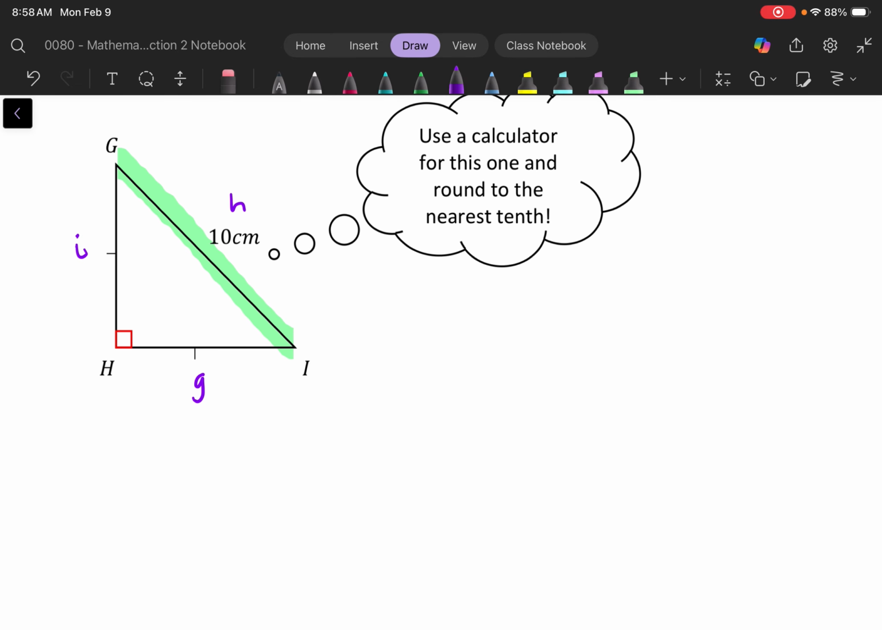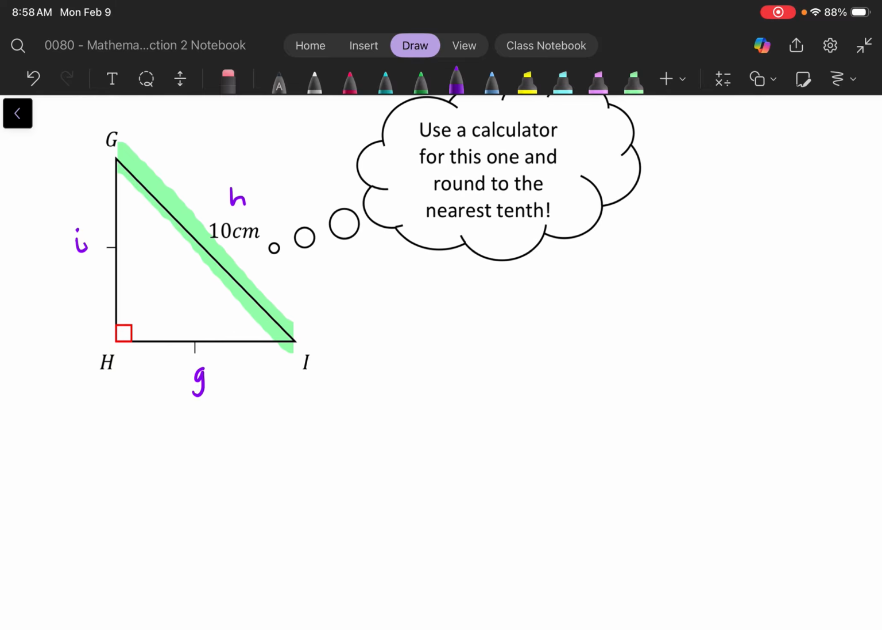And you might think to yourself, whoa, we only have one side length. How am I supposed to solve for it? Am I solving for I? Am I solving for G? Je ne sais pas. But we're still going to try and figure this out together.